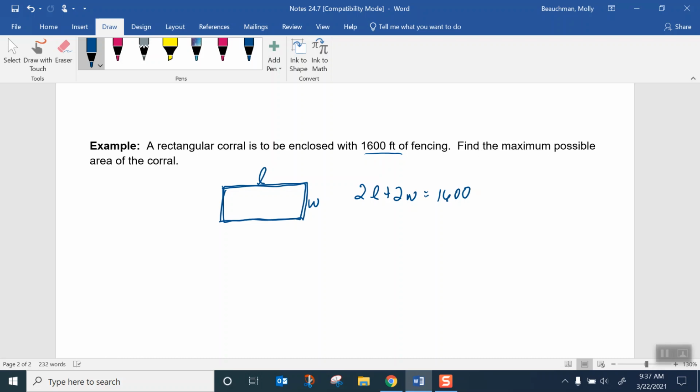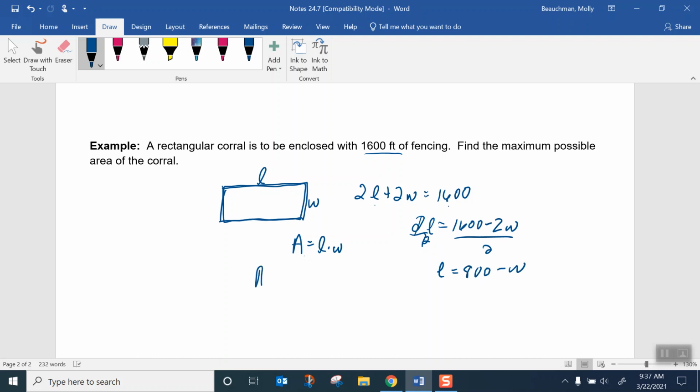What we want to find, though, is the maximum possible area. If you remember from geometry, area is equal to length times width. So in order to maximize area, we have to have it all in one variable. I've got length times width, but I also know that 2 length plus 2w is equal to 1,600. So solve for either length or width. If we solve for length, we get 2 times the length equals 1,600 minus 2 times the width. Divide both sides by 2. The length is equal to 800 minus the width.